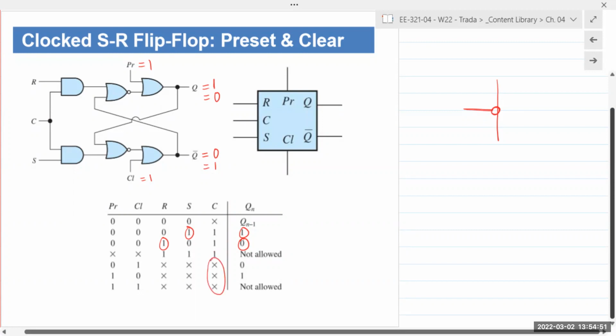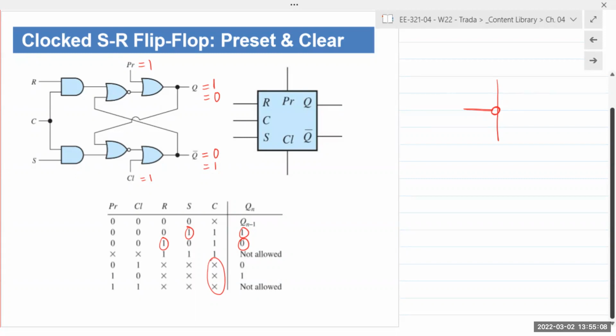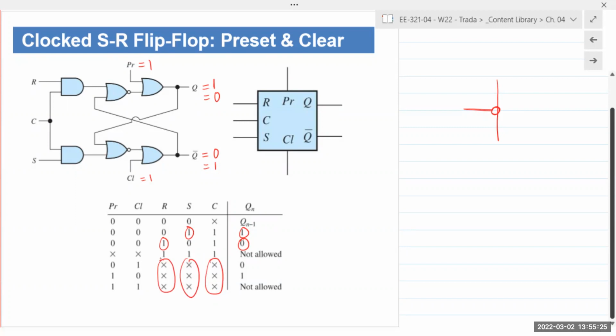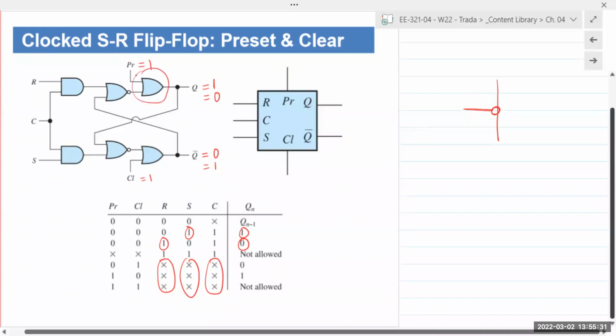Well, preset and clear operate independently of everything else. They operate independently of the input, and they operate independently of the clock. Preset is for when you want to provide some output before the input arrives, before the clock arrives, before everything else arrives. And so preset and clear work independently of everything. Hence we have a don't care at the clock, don't care at the S inputs, and don't care at the R inputs. It doesn't matter what the R, S and clock values are. If preset goes high, the output will remain high, and that is evident by these OR gates right there.